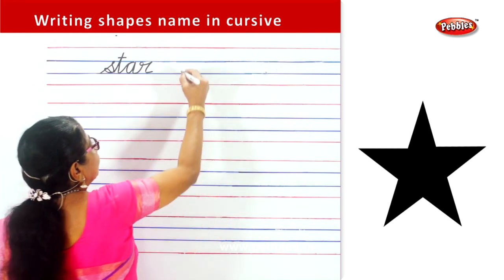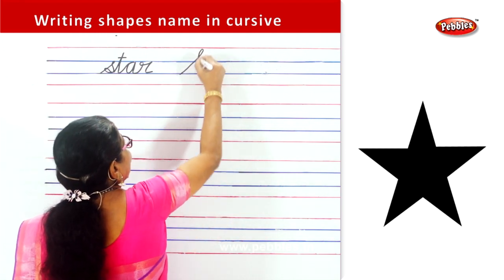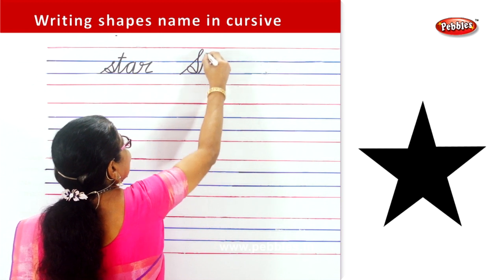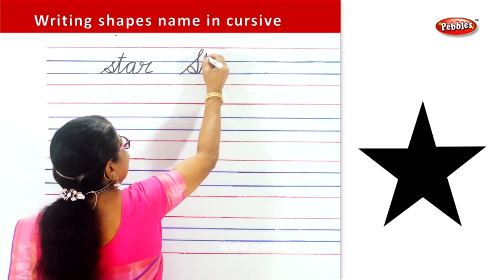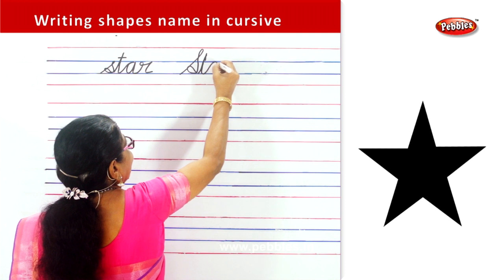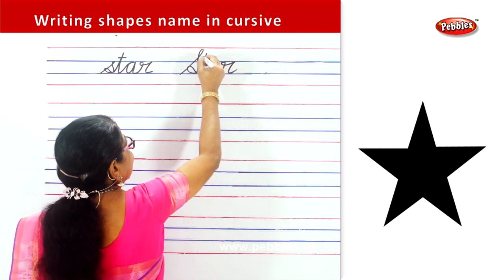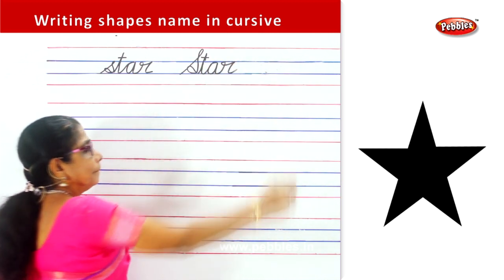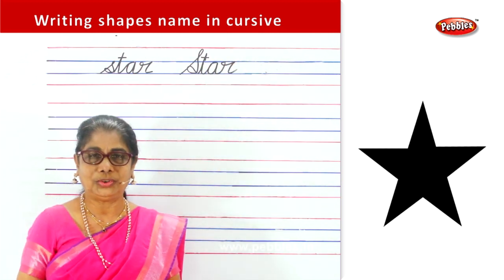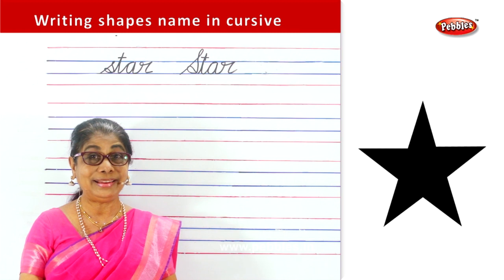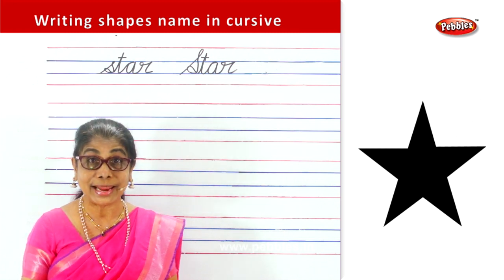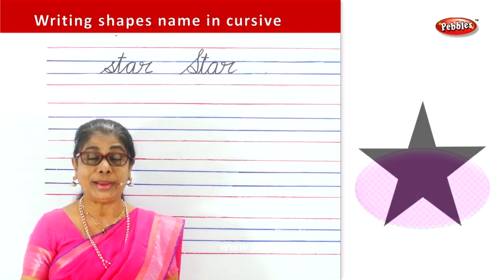S, T, A, R. Star. Good. What's the next shape we'll write? We'll write the shape oval.